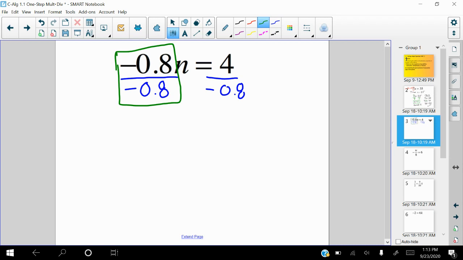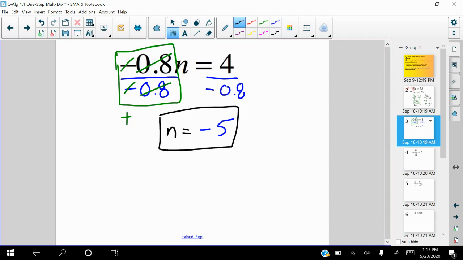Let's look at this part right here first. We have a negative in the numerator and a negative in the denominator. A negative divided by a negative turns out to be a positive, which is good. And now 0.8 divided by 0.8, that will also cancel out. So we're just going to be left with positive n. And then we have 4 divided by negative 0.8. If you use your calculator for that, you should get a negative 5. Now we have a positive 4 divided by a negative 0.8. A positive divided by a negative is a negative. So our answer is going to be n is equal to negative 5.